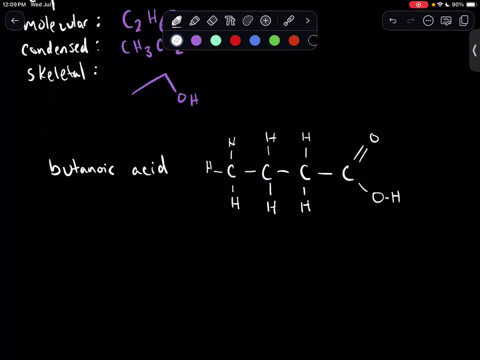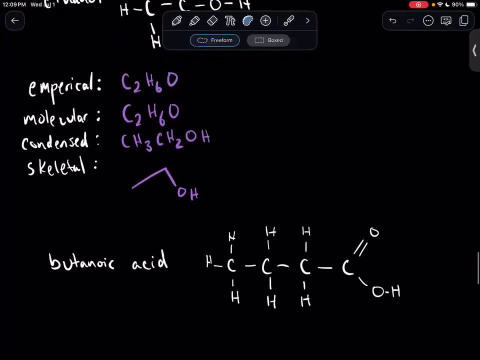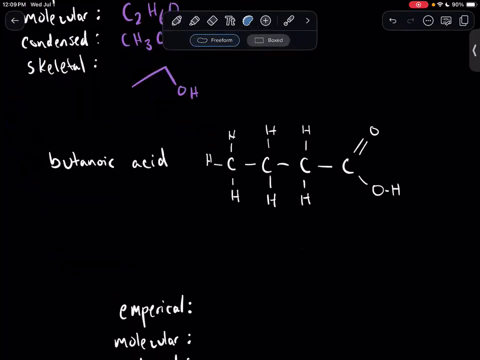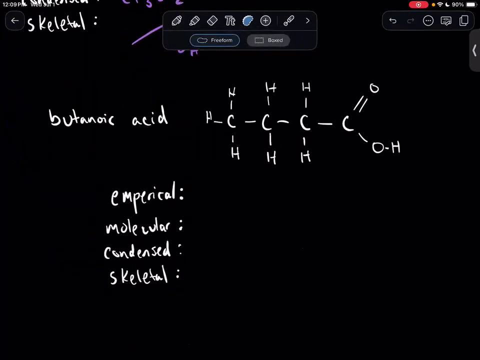So once again, we're going to look for the empirical, skeletal, molecular, and condensed. So I'll put this right here. Go ahead and pause the video, try it out yourself. I'm going to start writing the answers now. I usually like to start with the molecular formula before I go to empirical, and that's because I can see what the full thing is. C4H8O2, meaning I can just divide by 2 to get C2H4O.